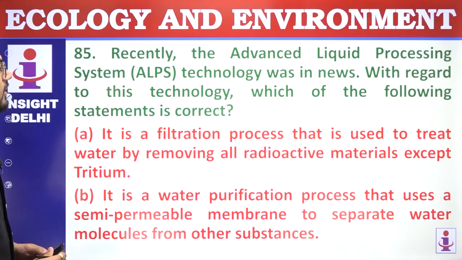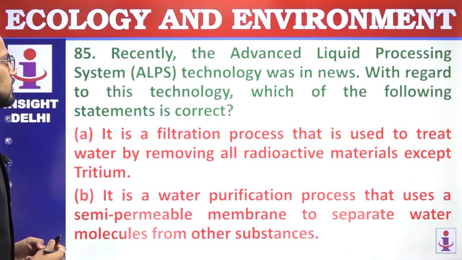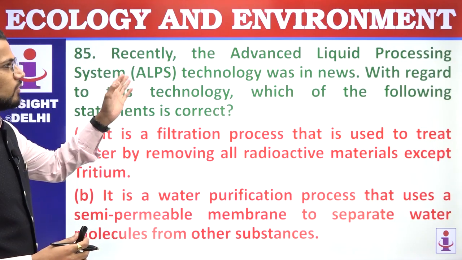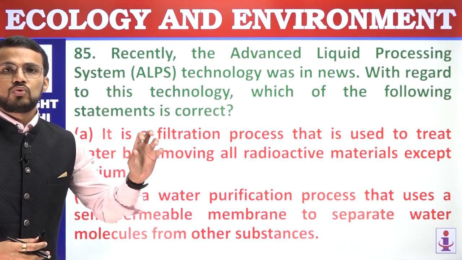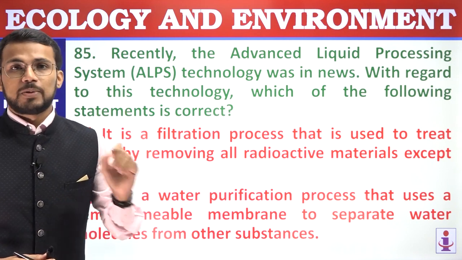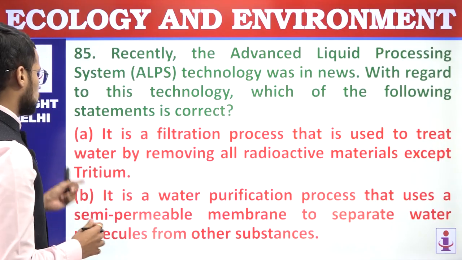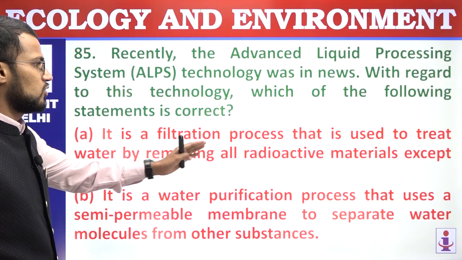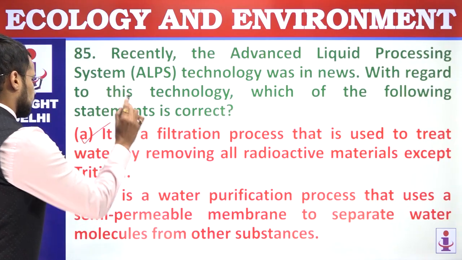Next now, 85. Recently, the Advanced Liquid Processing System, ALPS, technology was in news. With regard to this technology, which of the following statements is correct? So this technology, Advanced Liquid Processing System, was in news because Japan is trying to release its radioactive water from Fukushima Daiichi into the Pacific Ocean. And in order to treat that water, they have used this particular system. So the answer is A. It is a filtration process that is used to treat water by removing all radioactive materials except tritium. Answer is A.